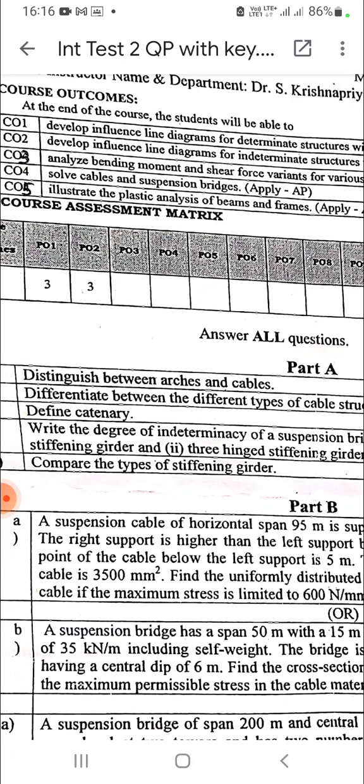Then arch can resist only compressive load, cable can resist only tensile load. An arch can be subjected to UDL or point load, whereas cable is subjected to UDL only. So these 4 points you write correctly.